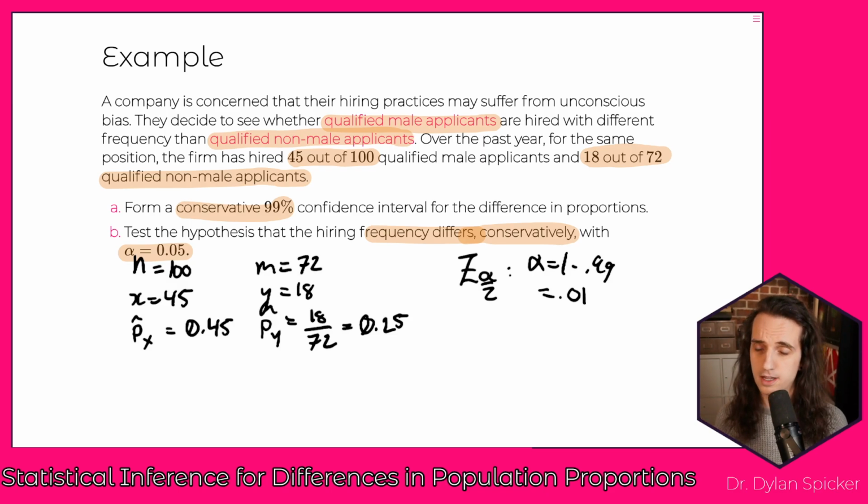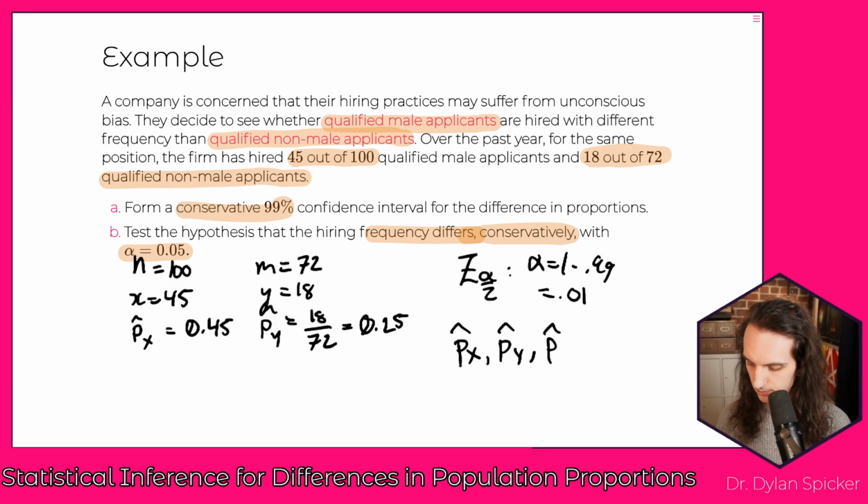And the important thing when we think about doing the confidence interval or the hypothesis test here is that because we want them to be conservative, if we think about, well, what is going to be the standard error, then in the standard error, we want to replace p hat x, p hat y, and p hat with 0.5. Okay, so then we can replace those values all with 0.5, and that's going to make these intervals wider. It's going to make the tests more conservative.